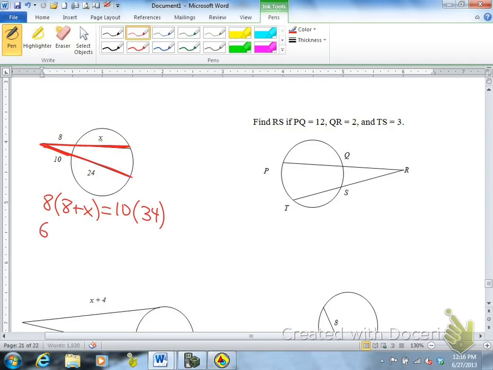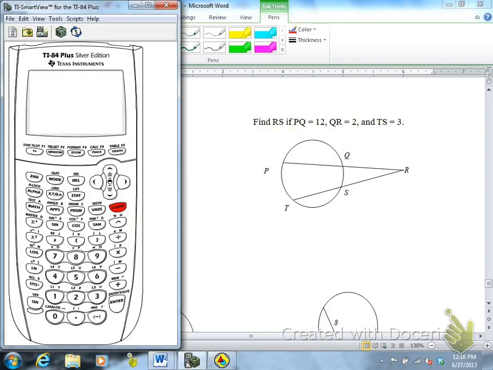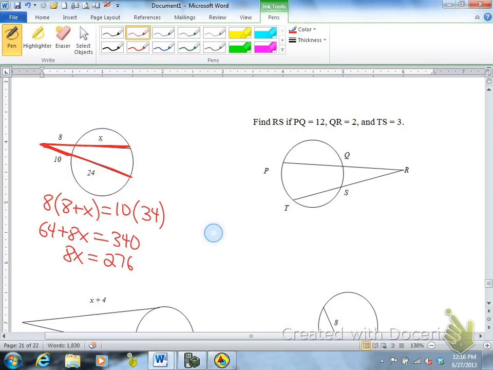So distributing, we have 64 plus 8x equals 340. We get 8x equals, subtract 64, 276. And then we have 276 divided by 8, which is 34.5. x equals 34.5. You're asking for x.